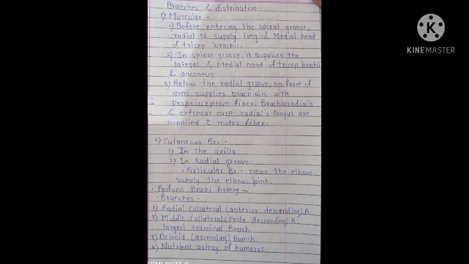So the muscular branches are: before entering the spiral groove, the radial nerve supplies the long and the medial head of the triceps brachii. In the spiral groove, it supplies the lateral and the medial head of the triceps brachii and the anconeus. Below the radial groove on the front of the arm, it supplies the brachialis with proprioceptive fibers. The brachioradialis and the extensor carpi radialis longus are supplied with motor fibers.